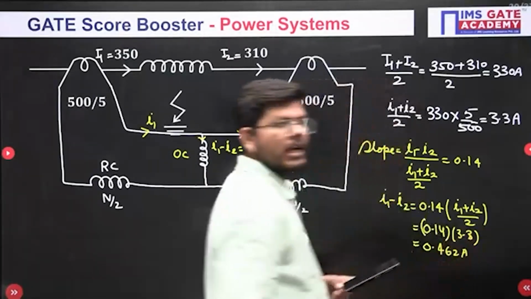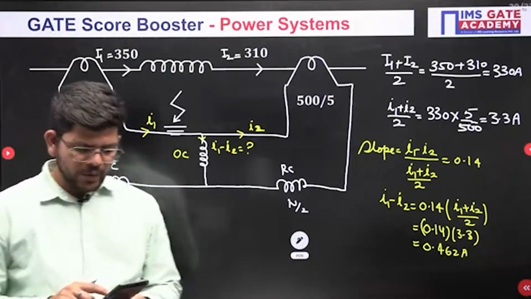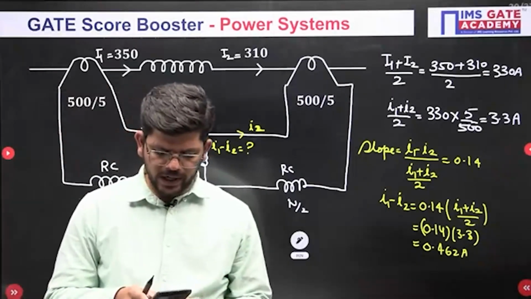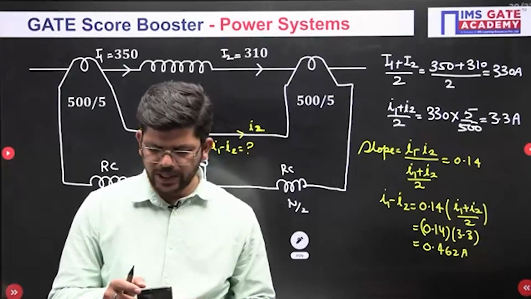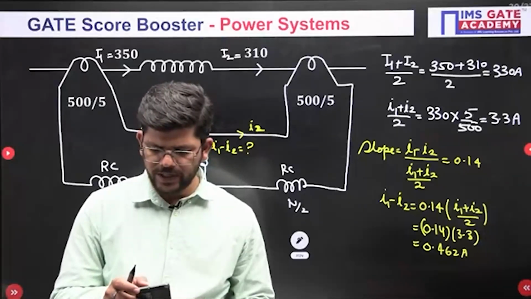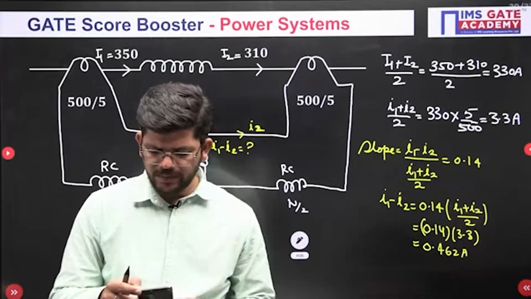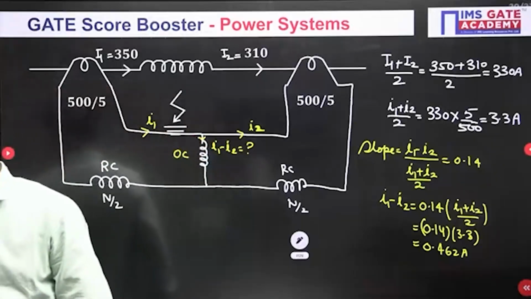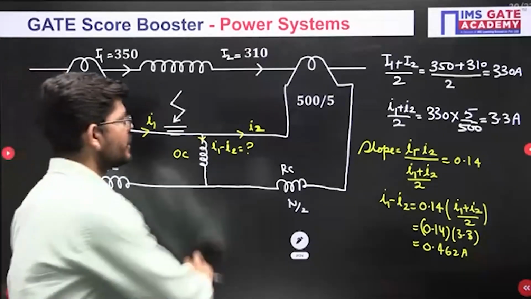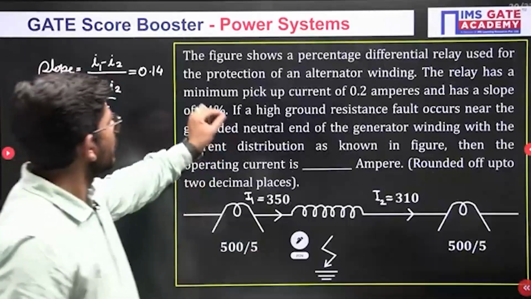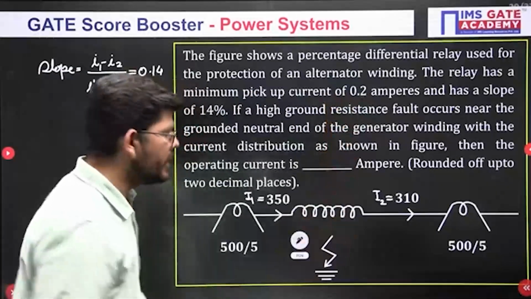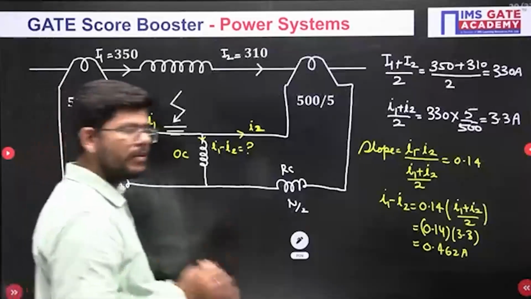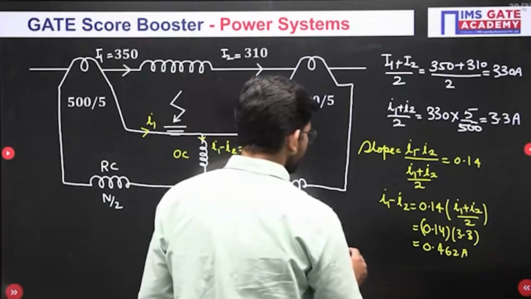Now 99.9% of students will write that this is the answer, isn't it? And they will simply ignore one fact which is also given here, that there is some default current present as well. Just read the question. Minimum pickup current is 0.2 ampere. This will already be there. This is the default current. So this is the minimum current. So what will be the actual current?